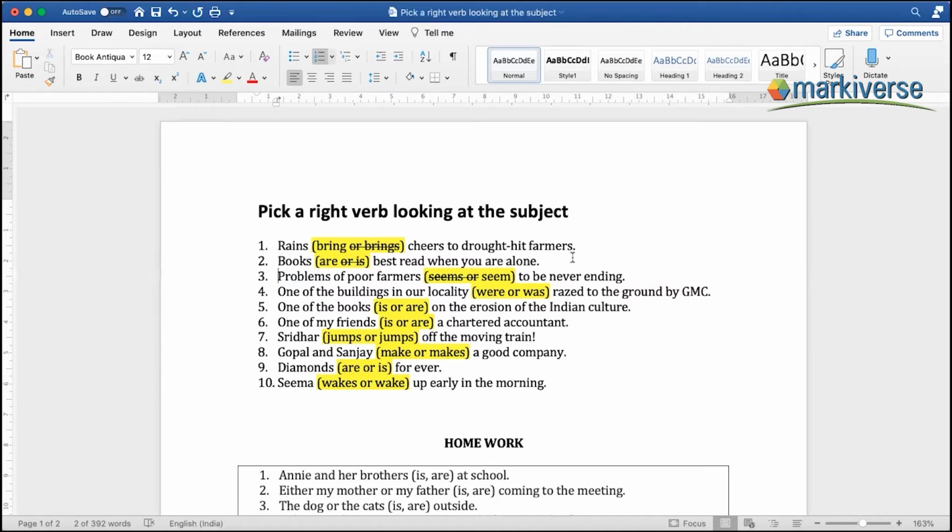The other way to also understand is, if there is s in the subject, there should not be s in the verb. And if there is s in the verb, there should not be s in the subject. So these things you can make out on your own. Next, one of the buildings in our locality. We're talking about buildings, but out of so many buildings, we're talking only about one. If it is one, I should match with the singular verb. The singular verb is was. So I'm going to knock off were.